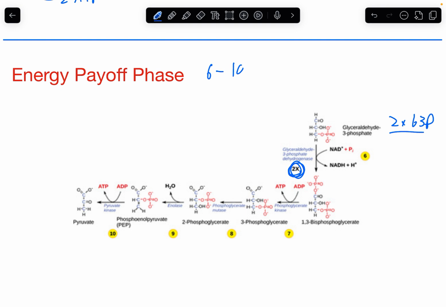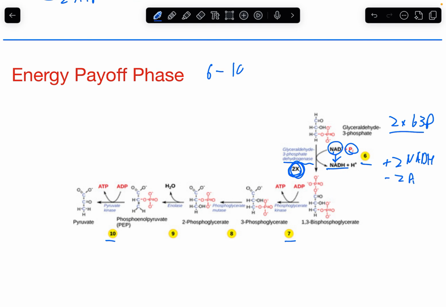So important steps here are steps 6, 7, and 10. Step 6, we have an oxidoreductase reaction catalyzed by G3P dehydrogenase, where this NAD plus molecule is reduced into NADH. We also use an inorganic phosphate in this step, so let's keep track. Let's account for this, right? So we gain 2 NADH.